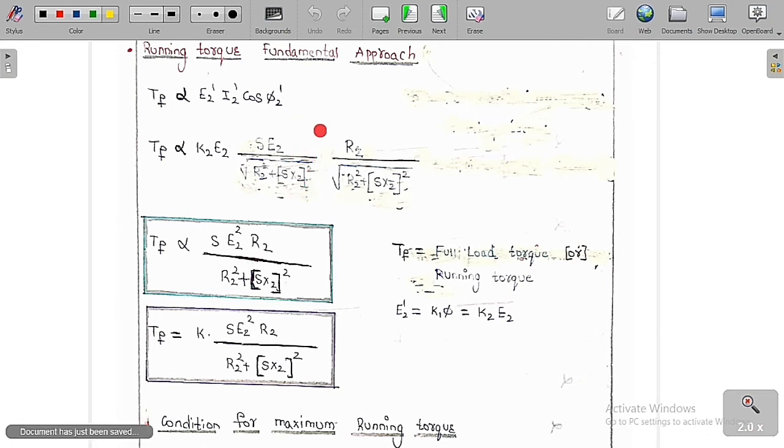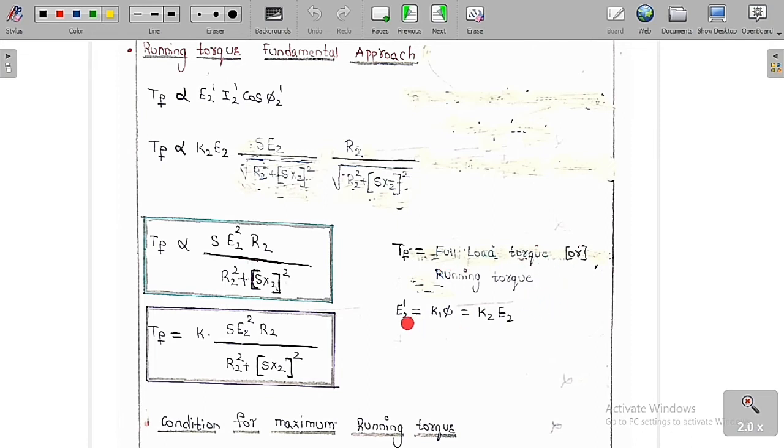Whereas cos phi dash is very simple, which is equal to R2 by under root over R2 square plus Sx2 square. So if you solve this one, we are going to get that the full load torque, or we can say the torque of the induction motor at the running condition, is directly proportional to S into E2 square R2 by R2 square plus Sx2 whole square. So this is the formula that we are going to get. In general, TF is called the full load torque or the running torque.